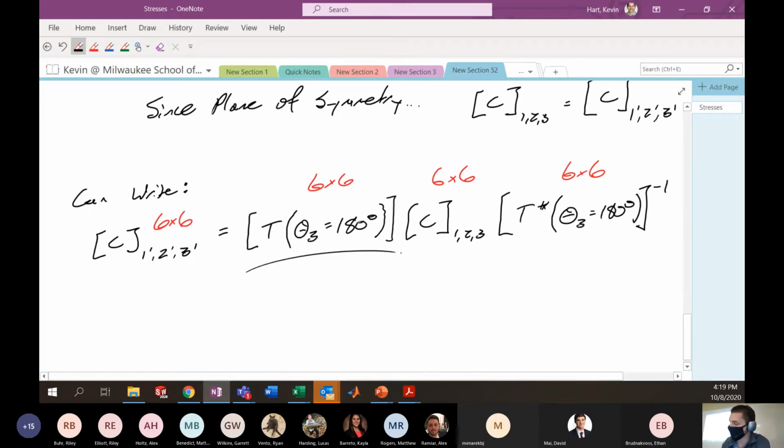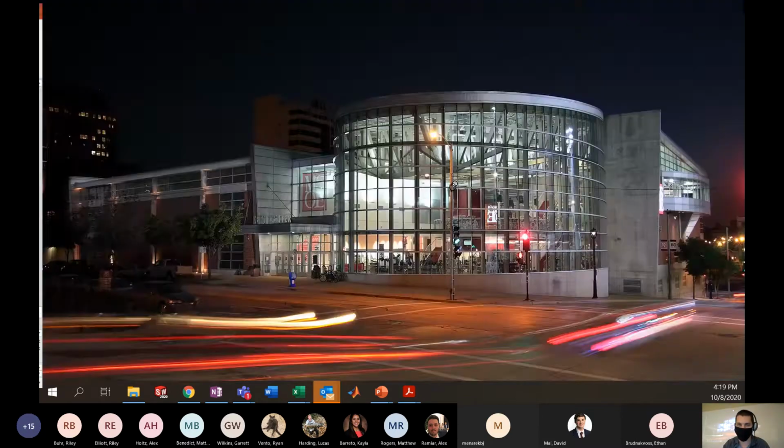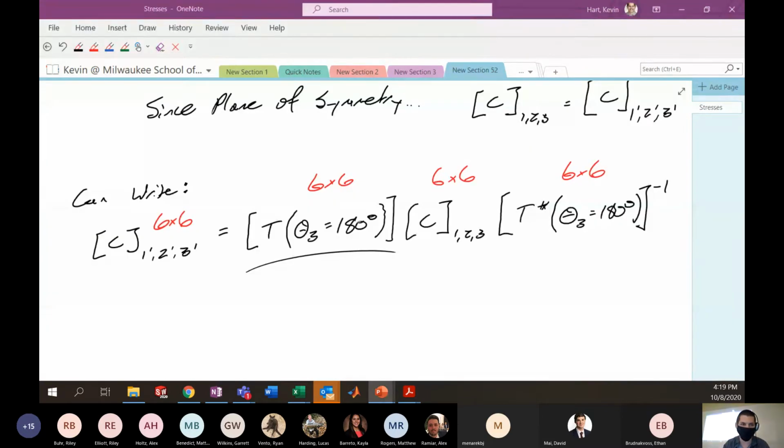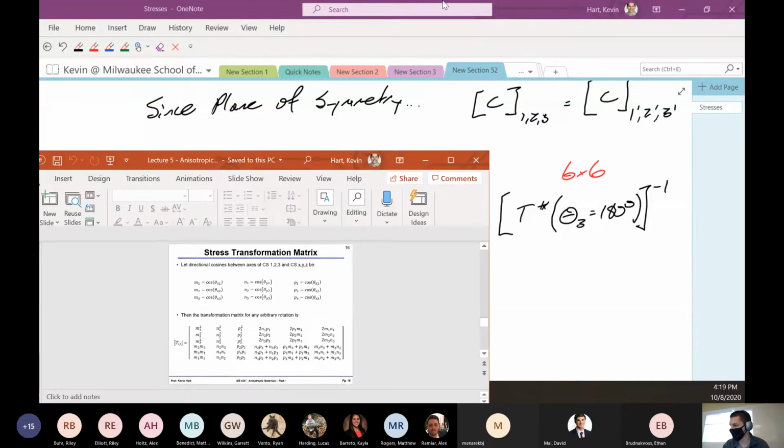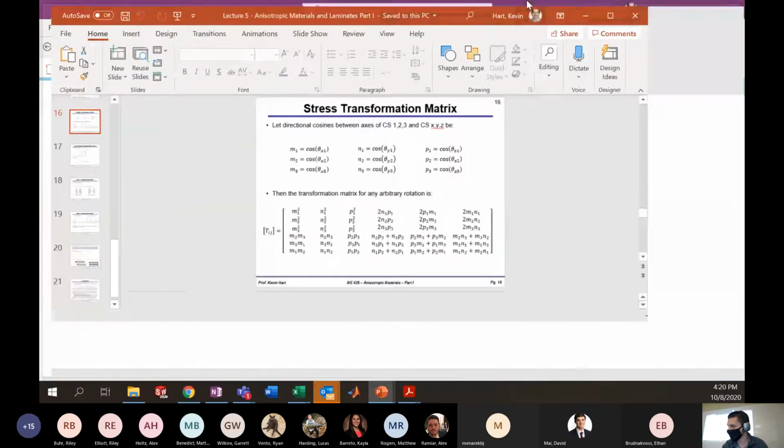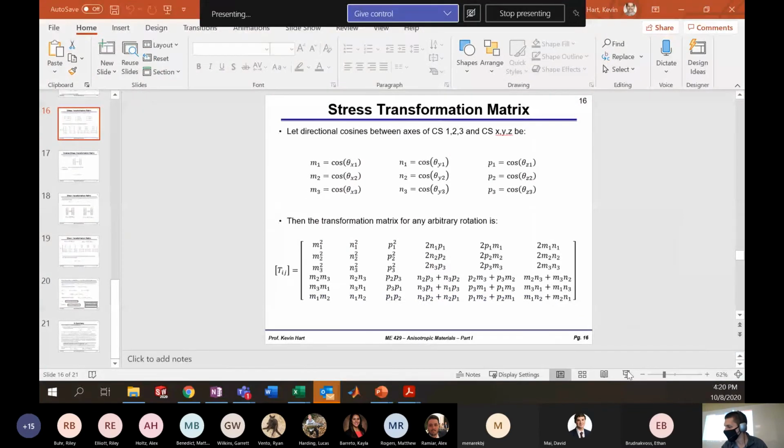Well, remember this T matrix, this transformation matrix, was given by that crazy equation that I didn't actually write in lecture, but is available in your notes. Okay, so if we go back, I'll pull that up quickly so we remember what it looks like. It was this matrix here. Please don't write this down.